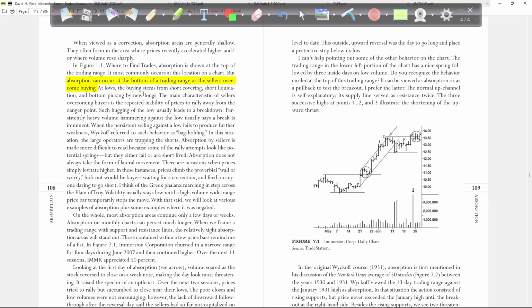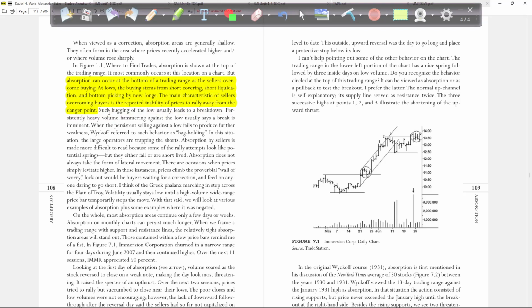At lows, the buying stems from short covering, short liquidation, and bottom picking by new longs. The main characteristic of sellers overcoming buyers is the repeated inability of prices to rally away from the danger point. Such hugging of the low usually leads to a breakdown.